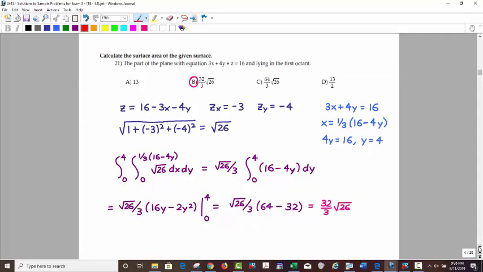A plane lying in the first octant. So to get our equation, we have to rearrange this as z as a function of x and y, so we can come up with that formula, 1 plus the x partial squared plus the y partial squared. So you solve that for z, so you have z equals 16 minus 3x minus 4y. The x partial will be negative 3, the y partial will be negative 4. So we have the square root of 1 plus negative 3 squared plus negative 4 squared, which is the square root of 26. Well, that's kind of nice, because that'll make this part not too complicated.